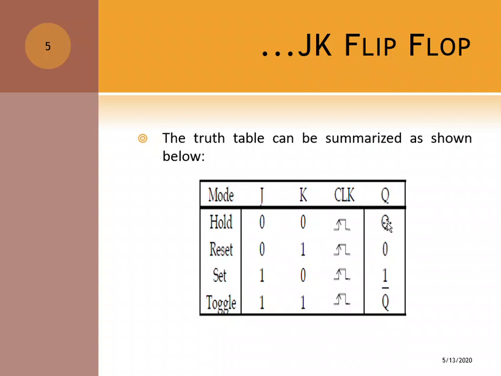Maksudnya kalau J kosong, K kosong, maksudnya tak ada apa-apa. Nilai tak akan berubah. Maksudnya kalau nilai itu 1, tetap 1. Kalau nilai itu kosong, tetap kosong. So that's why dia letak Q.